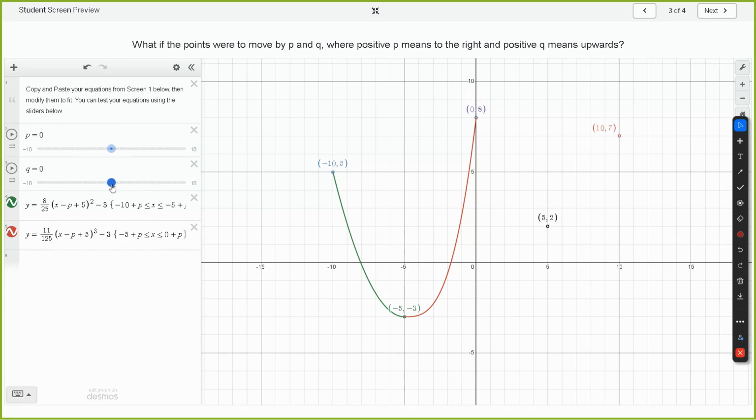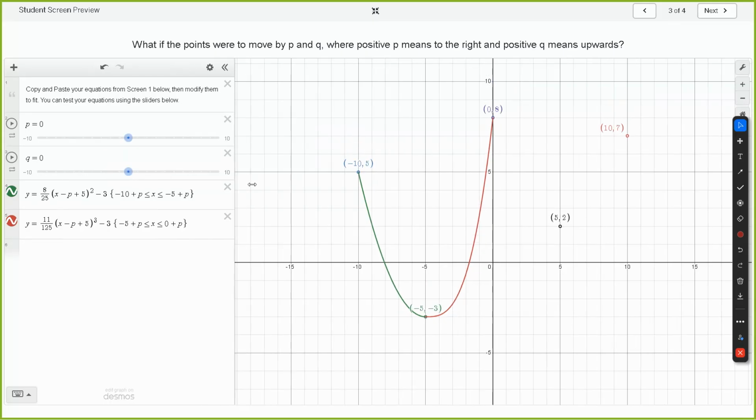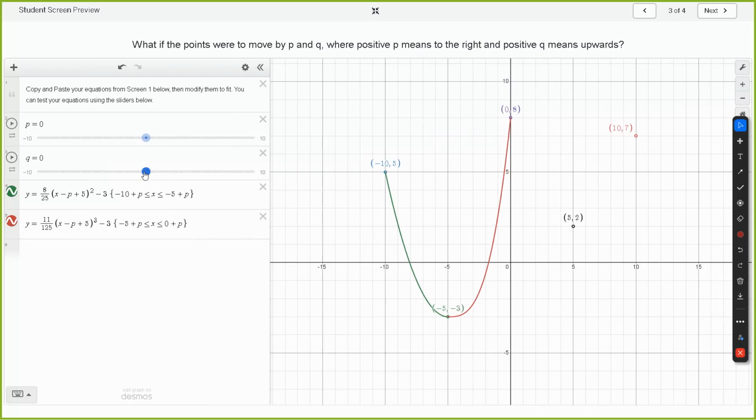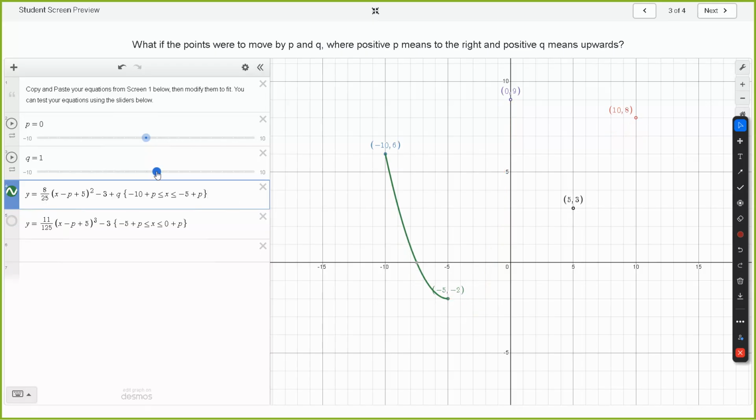What happens with Q? Ooh, Q is not working, so I still have to get Q involved in this as well. Q is my vertical shifts. So my vertical shifts mean that this over here needs to also go up by Q. So I'm going to try doing the opposite of minus, which is plus. I'm going to plus Q here. And I'm going to do this one equation at a time. If I move Q up here, it works out well.